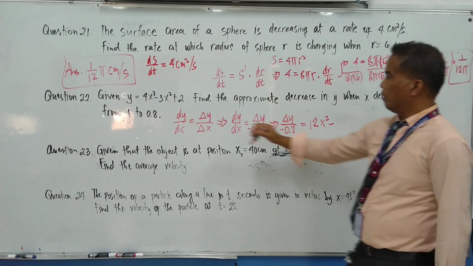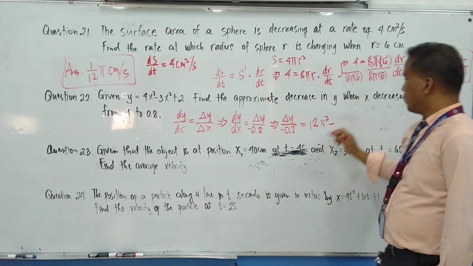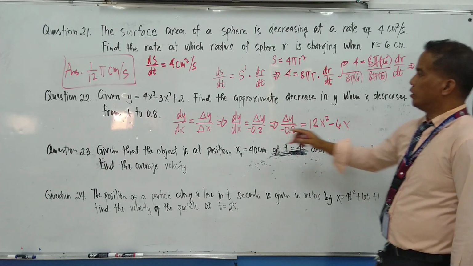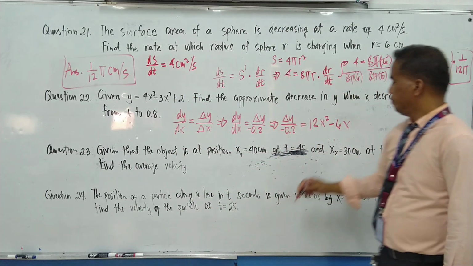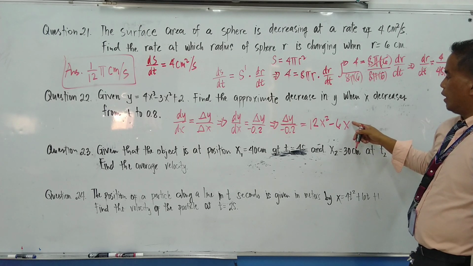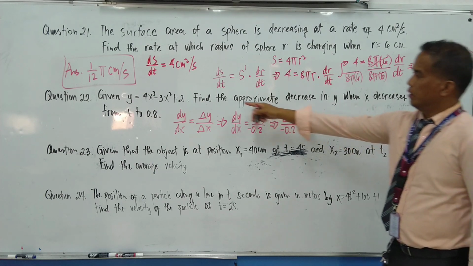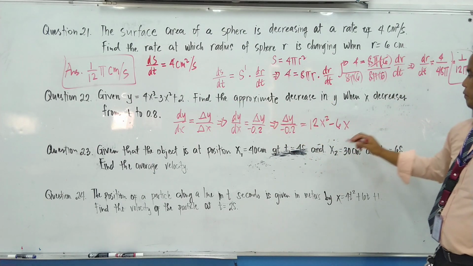Then minus, multiply 3 times 2, the answer is 6. So right here, 6. Then subtract 2 minus 1 equals 1. So the exponent is 1. Okay, then cross multiplication in order to find the change in y. So find the approximate decrease in y.